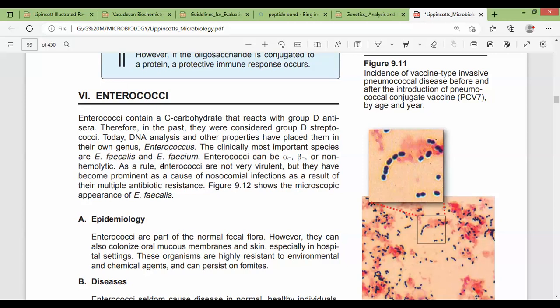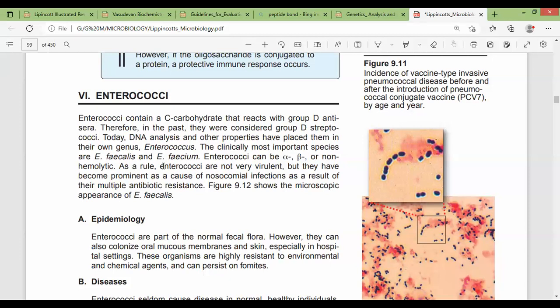Then we mentioned our friend Strep pneumoniae. Its unique characteristic, number one: diplococci, it always occurs in twos. The other thing we saw is the partial breakdown of the RBCs. It's notorious for pneumonia, from the term pneumonia, and also meningitis and otitis media. But for this one, we saw there's a vaccine, the pneumococcal vaccine.